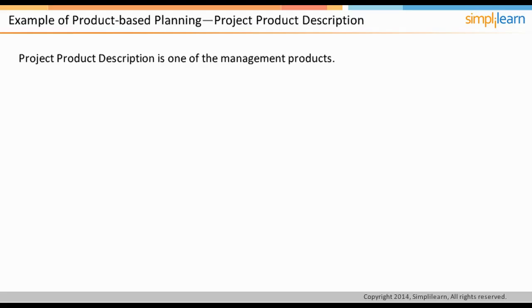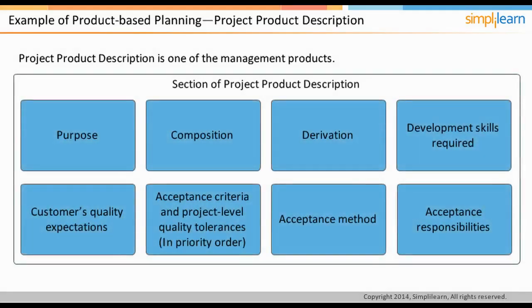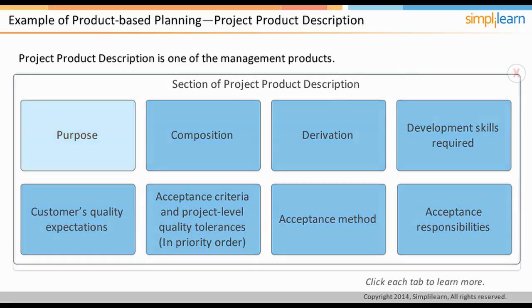Project Product Description is one of the management products. It is a special form of a product description and defines what the project must deliver so that the project's product is accepted. The sections of Project Product Description are purpose, composition, derivation, development skills required, customers' quality expectations, acceptance criteria, and project-level quality tolerances in priority order, acceptance method, and acceptance responsibilities. Click each tab to understand the composition of Project Product Description.